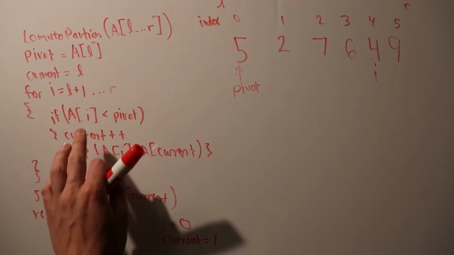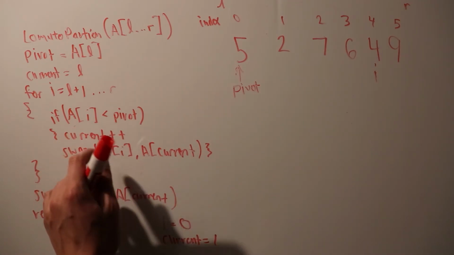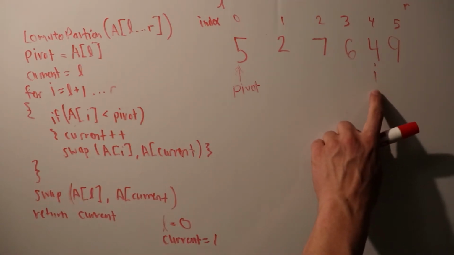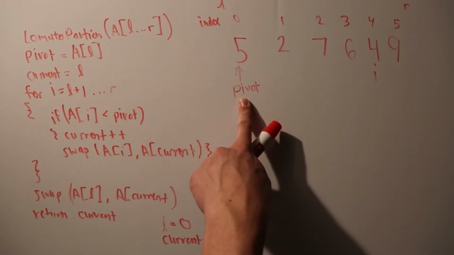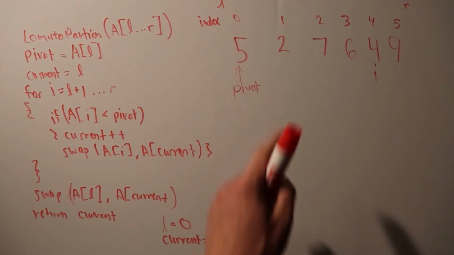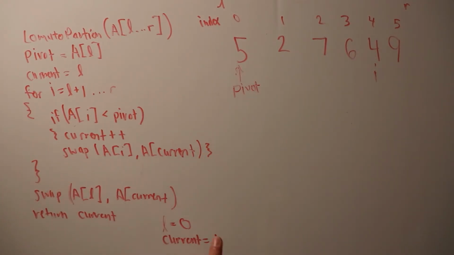Now, is index I in the array A less than the pivot? This is index I, which is equal to 4. Is that less than the pivot, which is 5? Yes, it is. So what do we need to do? Let's increment current again. Current is now 2 from 1. We're going to make current 2. You can see that as being a 2. Sorry, my whiteboard's messing up on me a little bit.